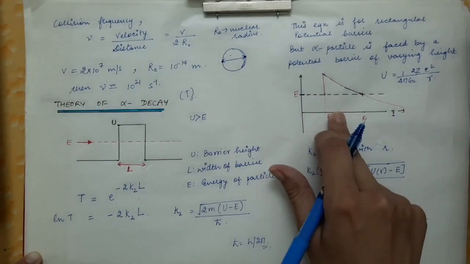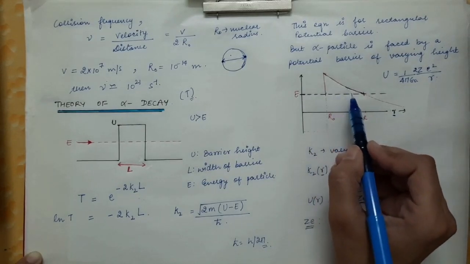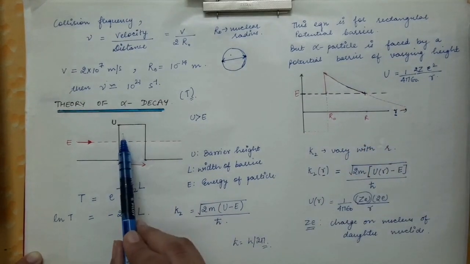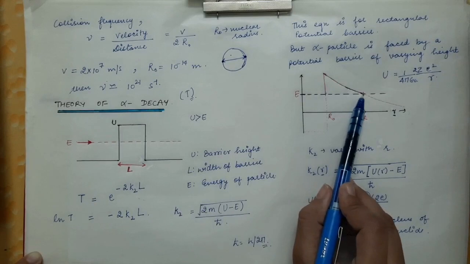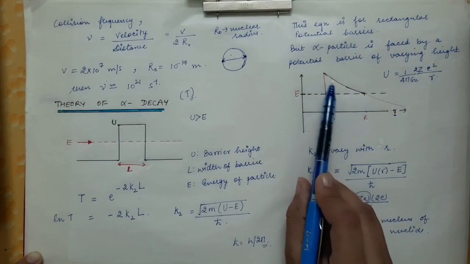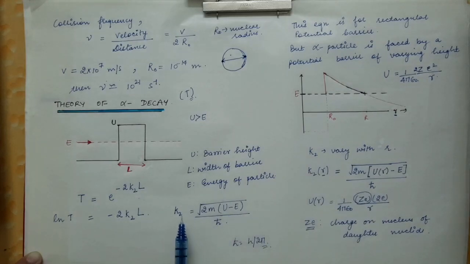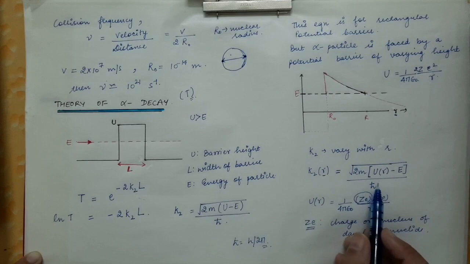So what is the difference here? The height of the potential barrier is decreasing, it is not constant. In the previous case the height was constant, but over here the height of the barrier is decreasing, and we have to take into account this decreasing height of the potential barrier. So here K2 will be a function of r. So what will be K2?